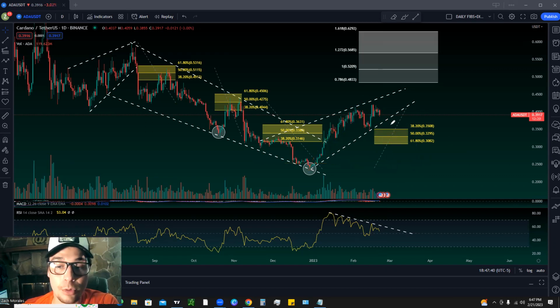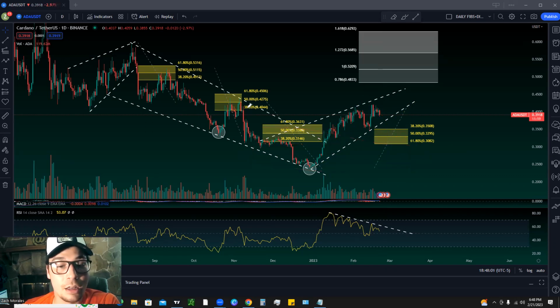Now, what would a break of our major retracement levels coincide with? It would also coincide with this rising wedge pattern. So keep a close eye to this trend line right here. If we end up breaking that trend line and breaking our major support levels of retracement, then we could end up seeing a large move to the downside, potentially retesting some of our previous lows.